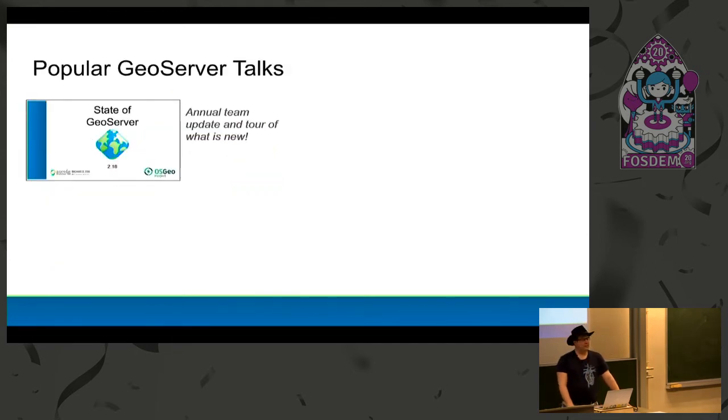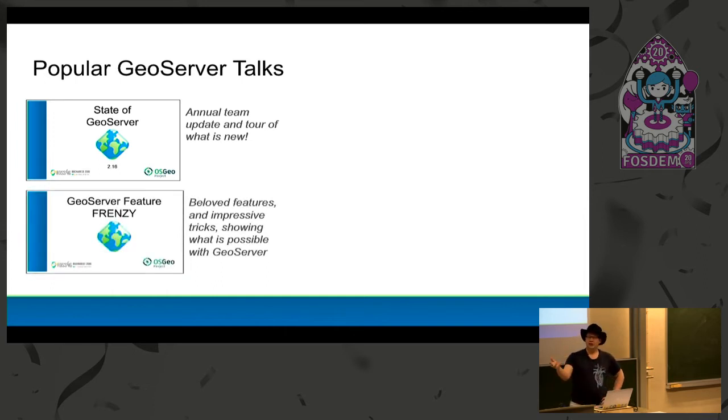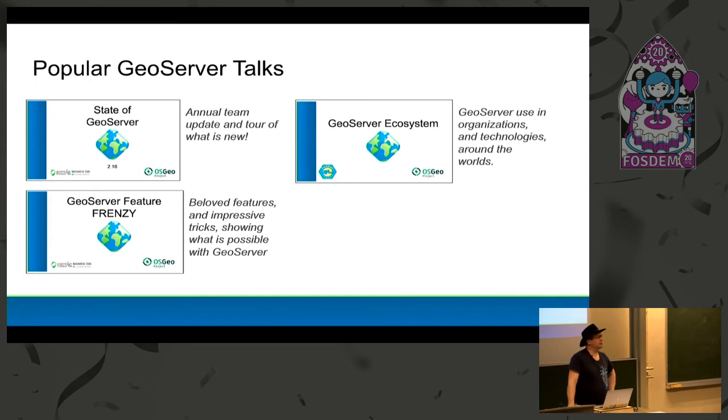Now, there's several popular GeoServer talks. We do an annual kind of team update, a tour of what's new. This is great for folks that already use GeoServer. We do a GeoServer feature frenzy. This is all the stuff that's cool and exciting and kind of the headline features that we wouldn't normally get to talk about every year. And we also do one called GeoServer Ecosystem, where we show a lot of the crazy systems that people have set up worldwide. And that's very inspirational. It gives folks a chance to see what's possible.